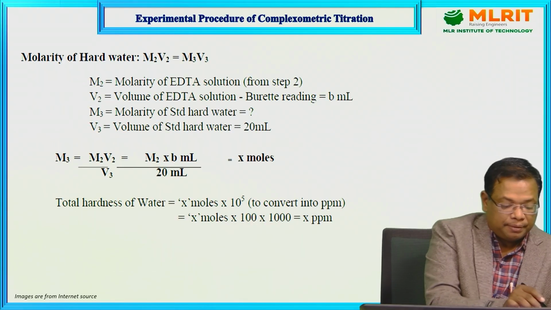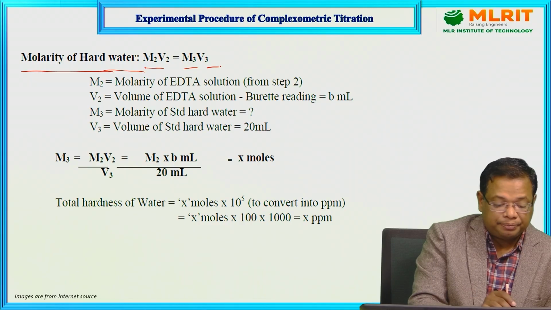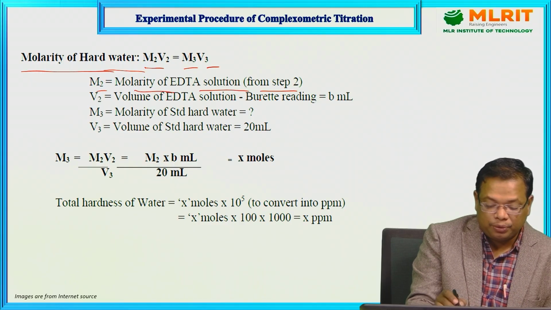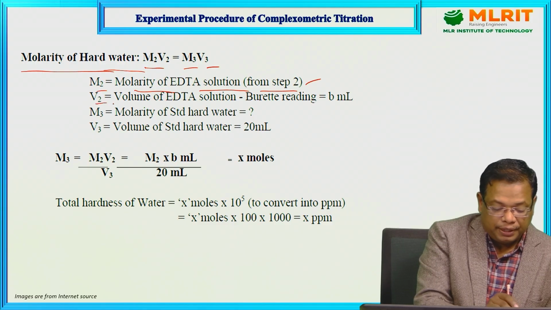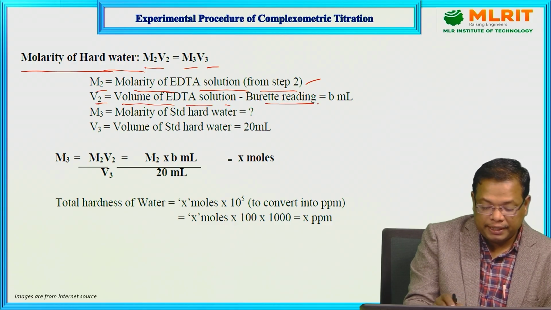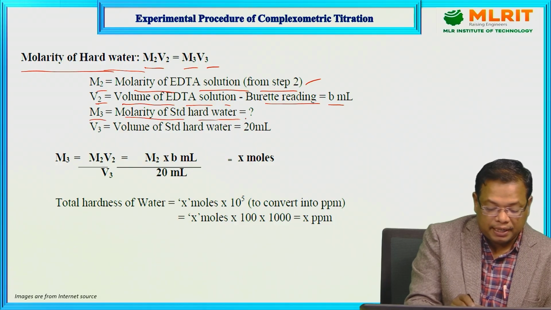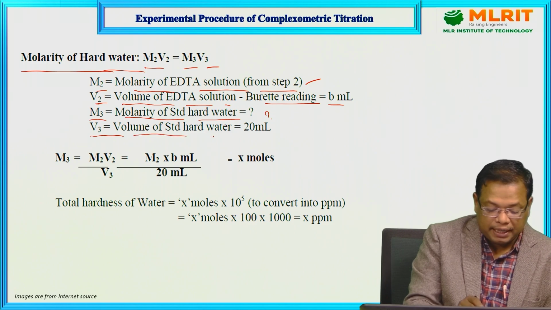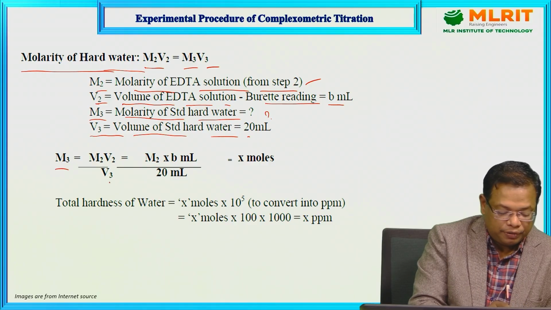So for the molarity of the hard water, M2V2 is equal to M3V3. M2 is the molarity of the EDTA solution from step 2. V2 is the volume of the EDTA solution, the burette reading B mL. M3 is the molarity of the standard hard water, which we need to find. V3 is the volume of the standard hard water. So M3 is equal to M2V2 by V3.